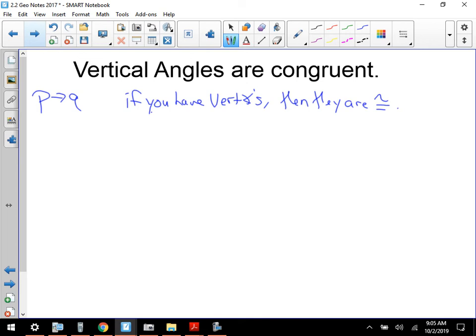Let's flip-flop it. We'll go Q implies P. Oh, I'm sorry, I forgot to ask. Was that first if-then statement true or false? It's true. Now, if I flip-flop this, we have to exchange the then and the if. So if you have congruent angles, then they are vertical. See what I'm doing there?